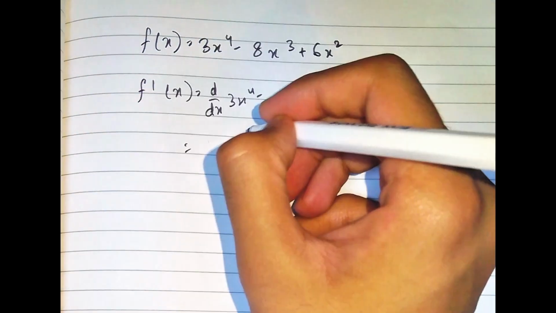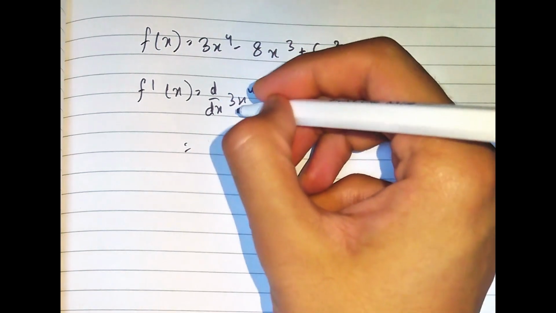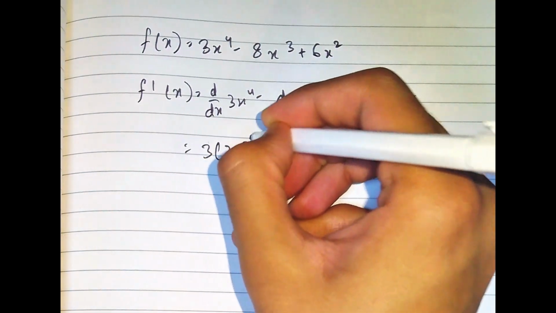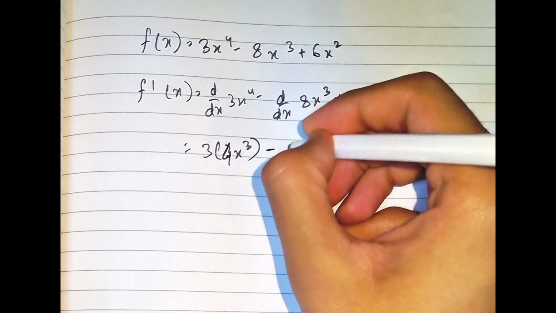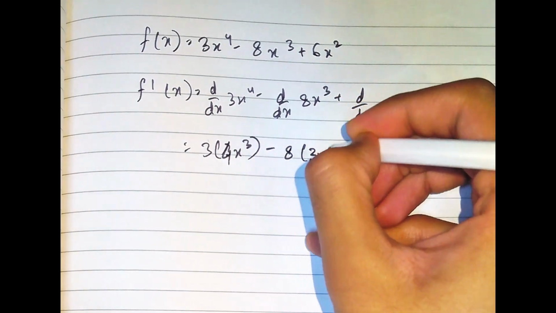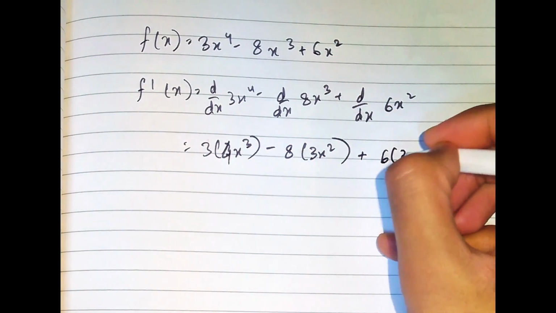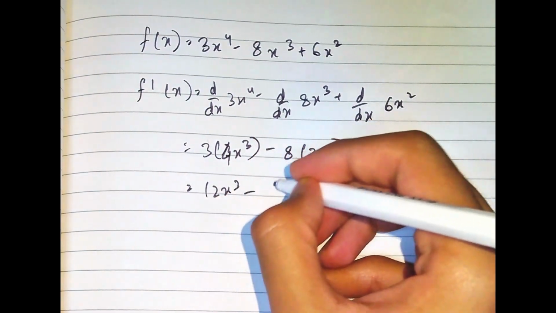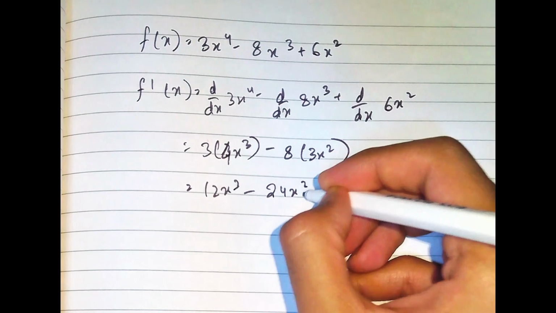Now let's try this function. The first derivative will be: the derivative of 3x to the 4th, 3 will be separated because it is a constant, and the derivative of x to the 4th will be 4x cubed, minus 8 will be separated and the derivative of x cubed will be 3x squared, and 6 will be separated, and the derivative of x squared will be 2x. Finalizing these things, we have 12x cubed minus 24x squared plus 12x.